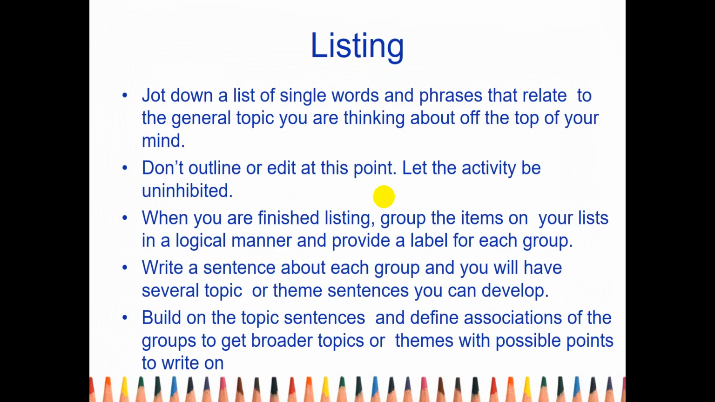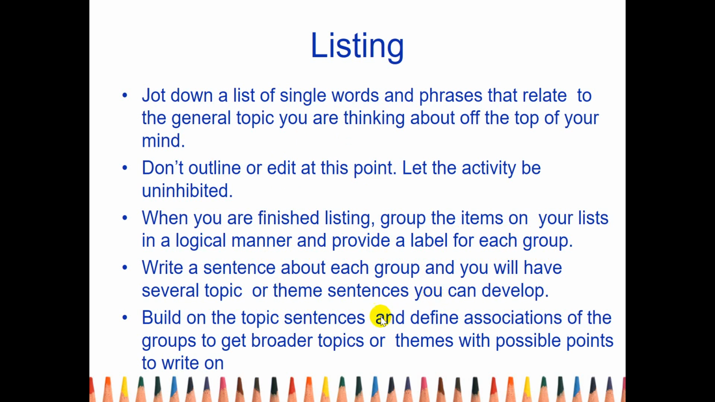Next that we can do is listing. Listing is just jotting down a list of single words or phrases that relate to the topic. Here we do not outline or edit, just make a list. When you are finished listing, group the items on your list in a logical manner and provide a label for each group. Write a sentence about each group. You will have several topics or themes that you can develop.